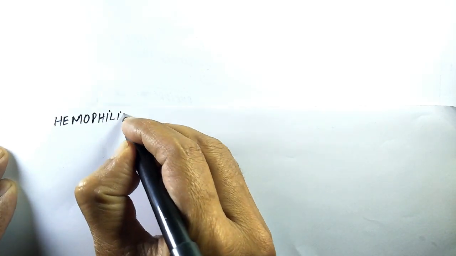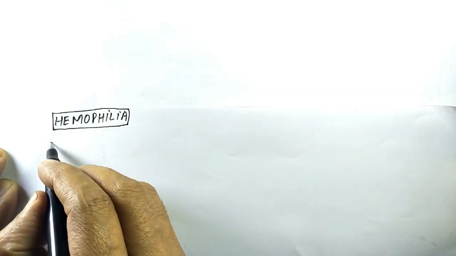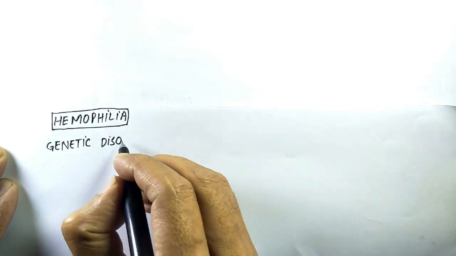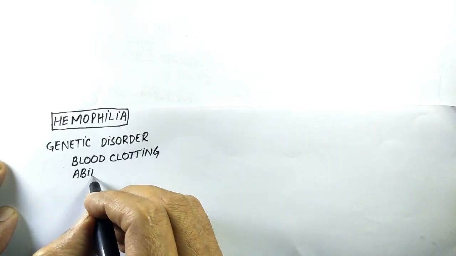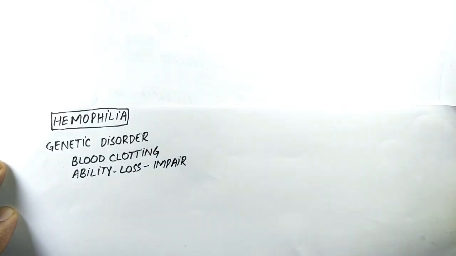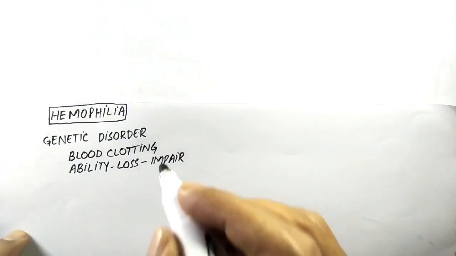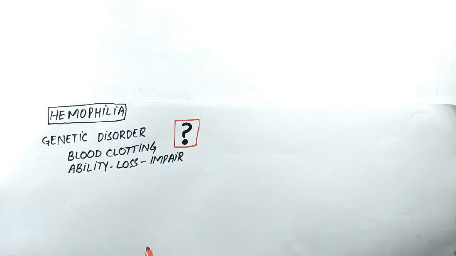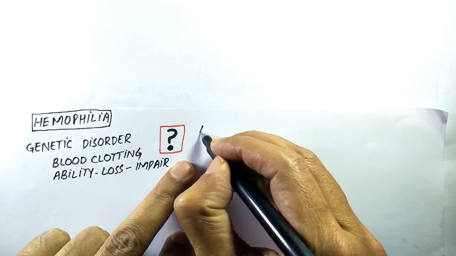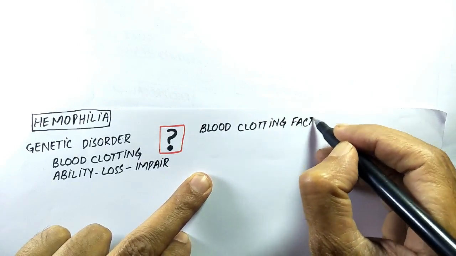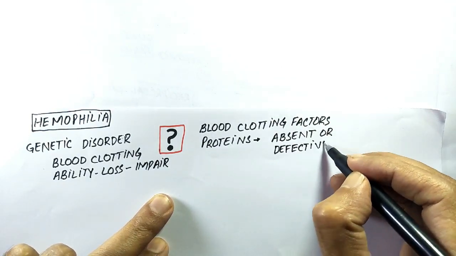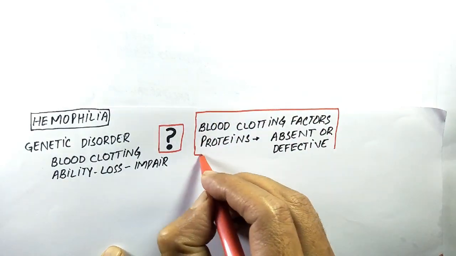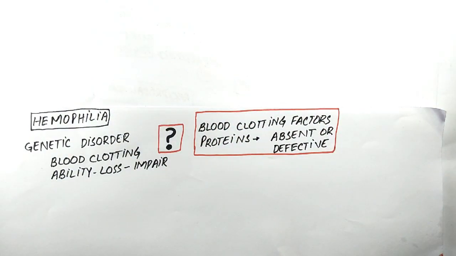Today we will discuss hemophilia, a genetic disorder in which blood clotting ability is lost or impaired. Why does this happen? Due to the absence of some blood clotting factors or proteins, or these blood clotting factors may be present but they are defective. Due to the absence of these blood clotting factors, the person may bleed to death after injuries, especially internal injuries.